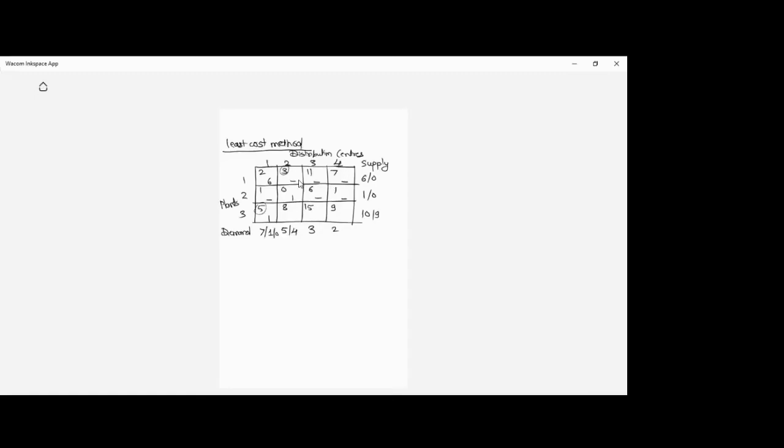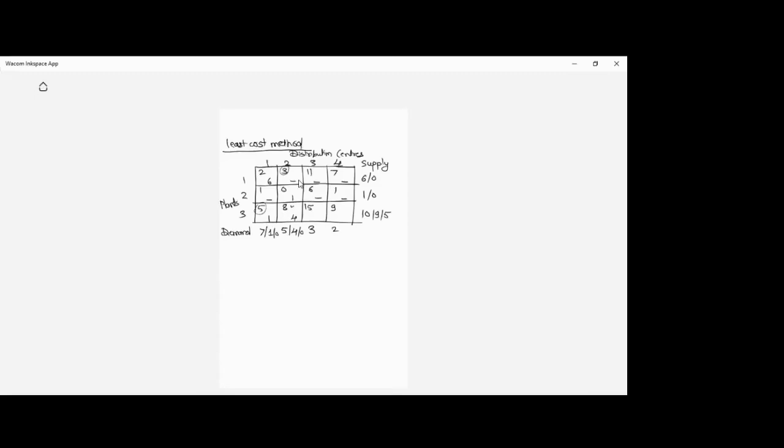After 5, the least cell that I have is 6, but we can't put any value in 6. After that, the least value is 7. In 7 also we can't put anything. 8 is available for the value. We can put the values in this particular cell 8. So what we are going to put here is 4. So here it will get exhausted, and here you'll be having 5 million liters as pending.